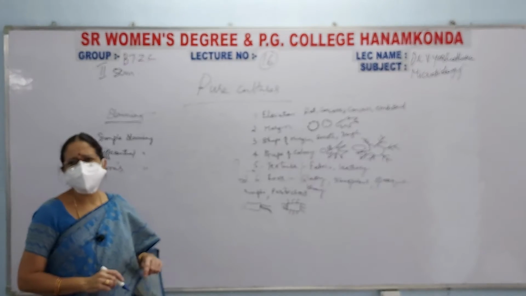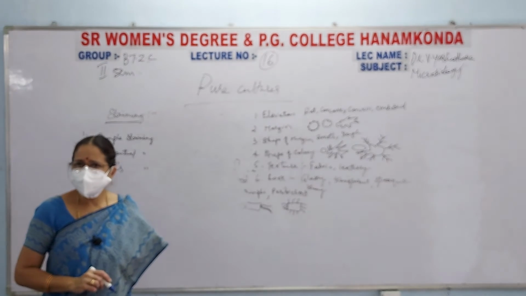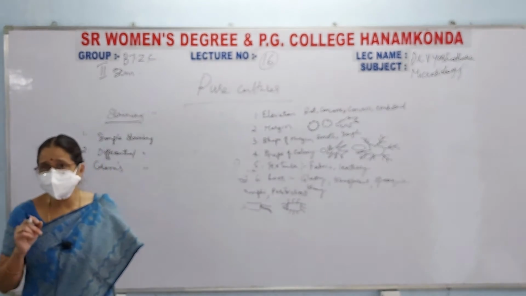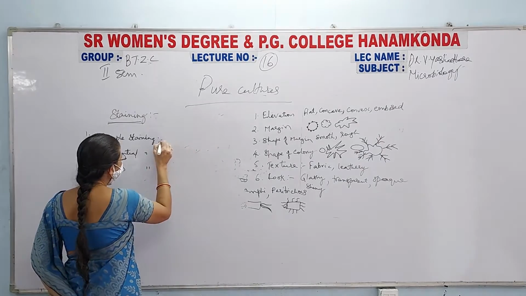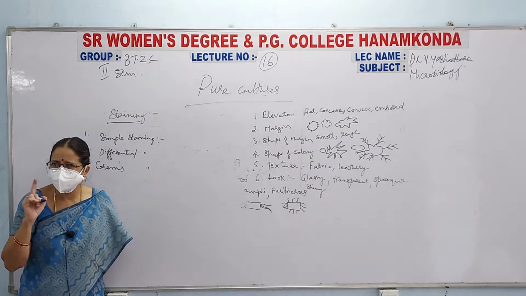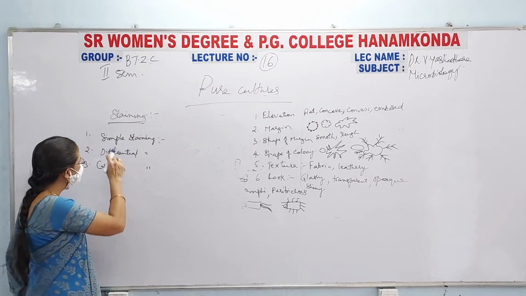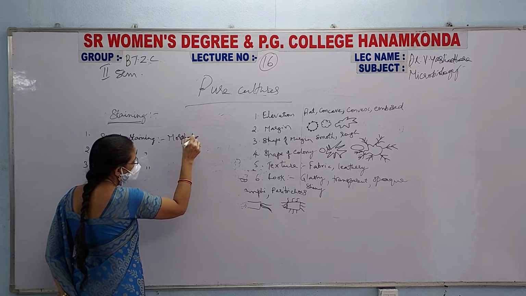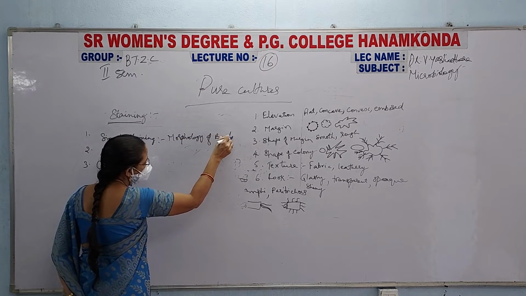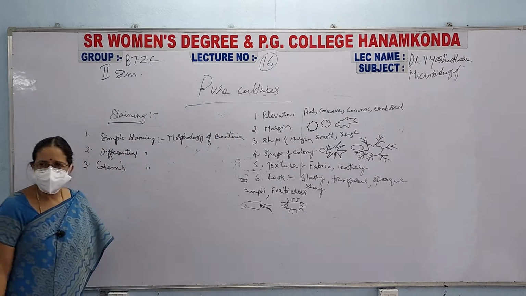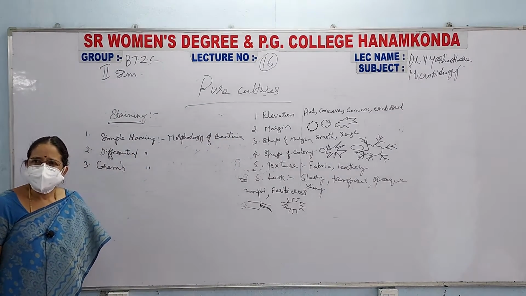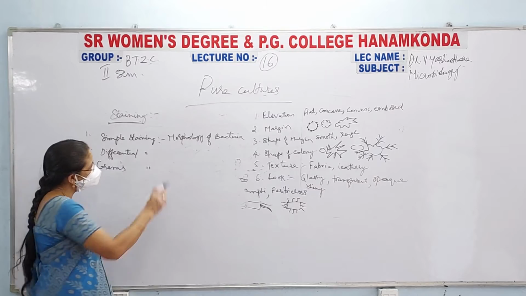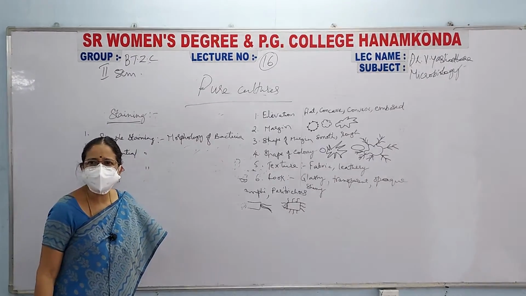Simple staining you have already done in your first semester. I asked you to bring a slide and made you perform this experiment and observe the shape of the microorganism. In this you use only one coloring agent, one dye. This simple staining helps in identification of the morphology of bacteria. What is morphology? Just now what we have seen: whether it is spherical, rod shaped, spiral shaped or vibrio, comma shaped, the shape of the bacterium can be identified with simple staining.